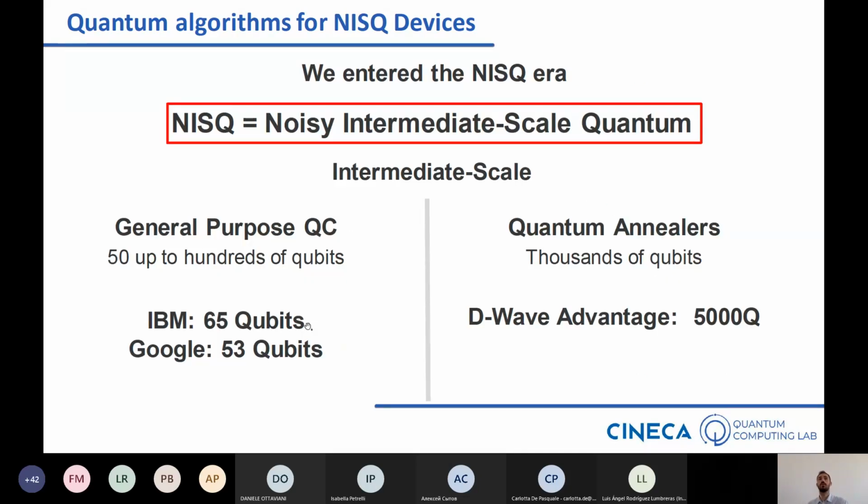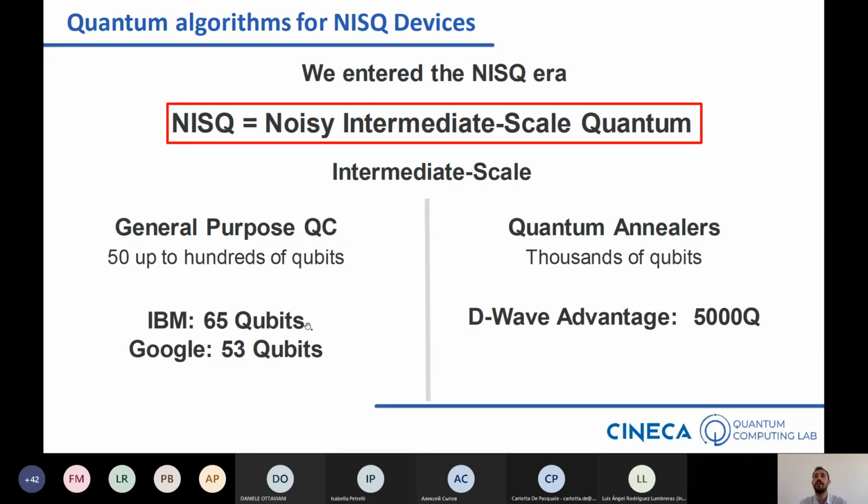Right now, we enter this era that is called the NISQ era. This term was introduced during a conference in 2018 by, right now I don't remember the name, but it's a famous quantum computer scientist. The meaning of this word is noisy intermediate scale quantum. So let's analyze every part.